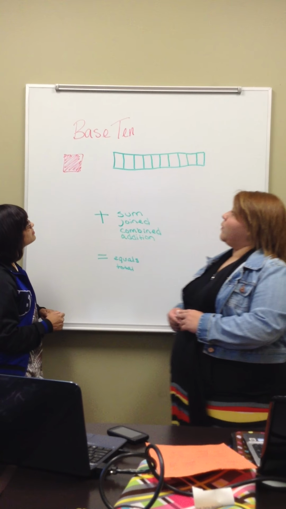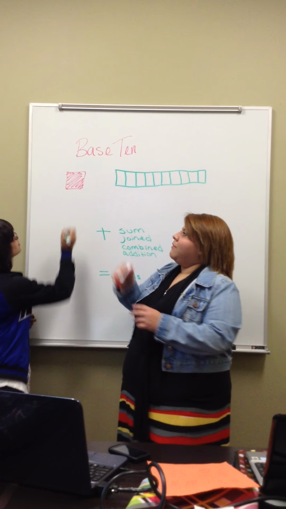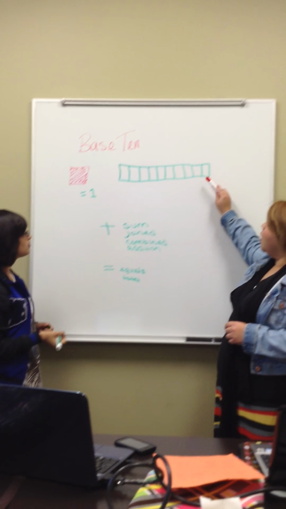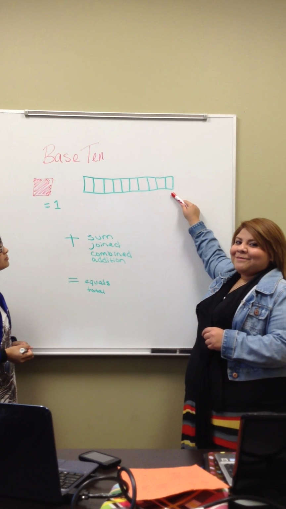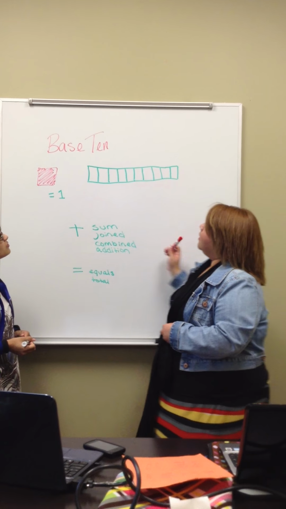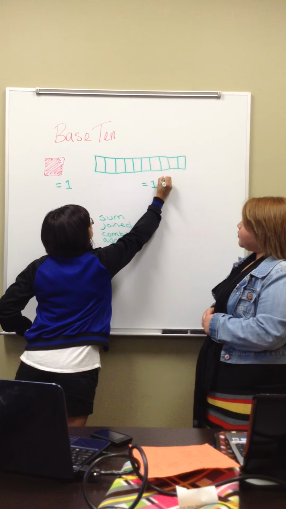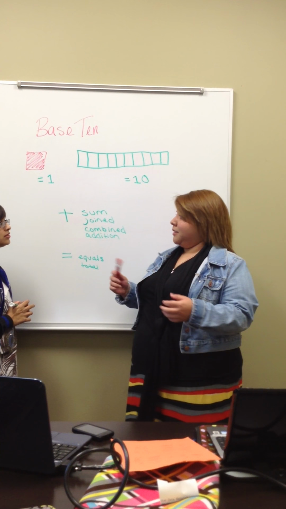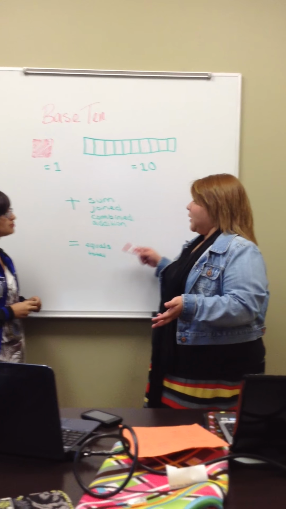Right here we have what are called counting blocks, and this is a single block, so the value is equal to 1. Over here we have a stick made of 10 of these single cubes, so that equals 10. We're going to be using these to add double digits, and so we want to go ahead and explain what the signs are.